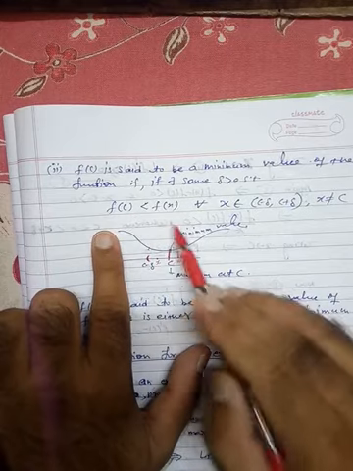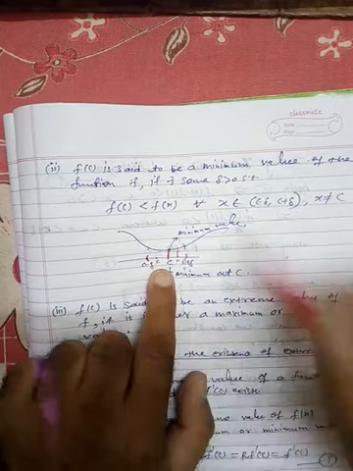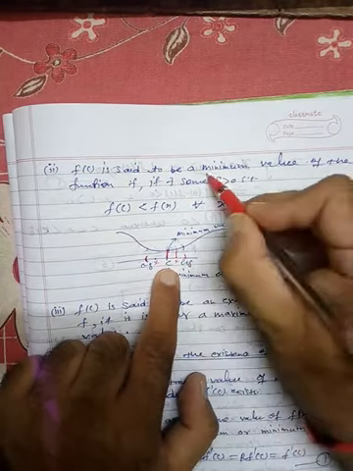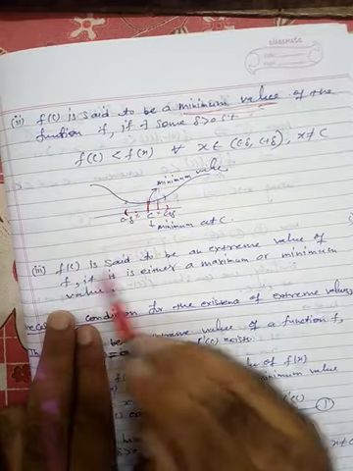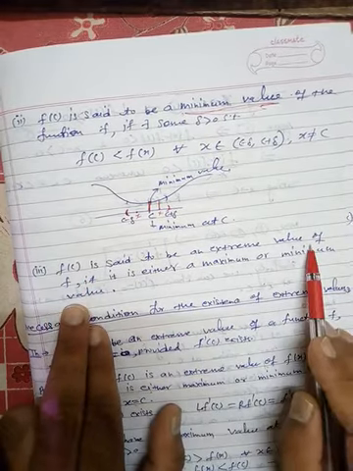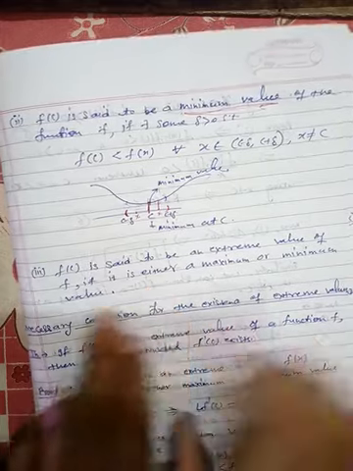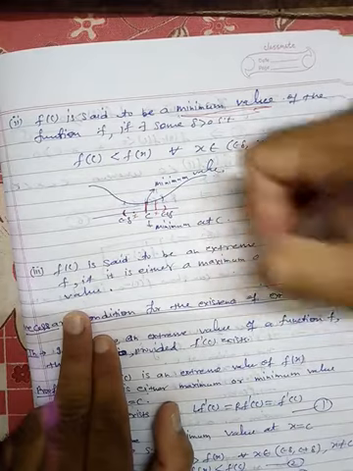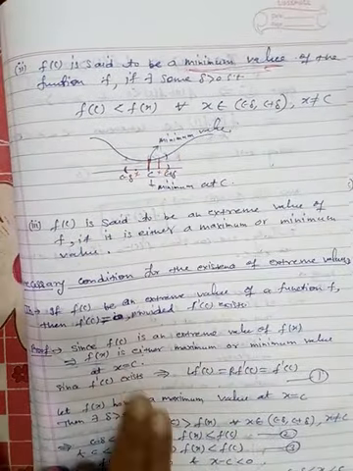f of c is less than f of x for all x in the interval c minus delta to c plus delta, and then this point is called the minimum point, and this height is basically the minimum value of the function. Okay, now third: f of c is said to be an extreme value if it is either a maximum value or a minimum value. That means this will cover 1 and 2 both. Extreme means maxima या minima दोनों. Okay, so this is the extreme.